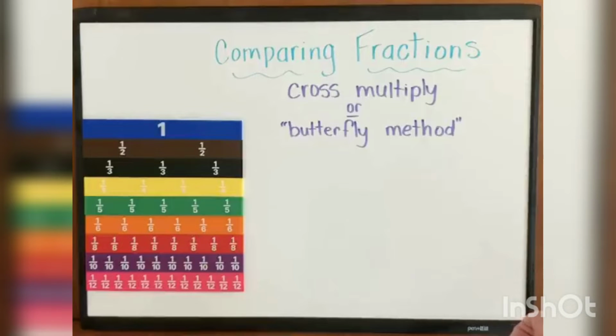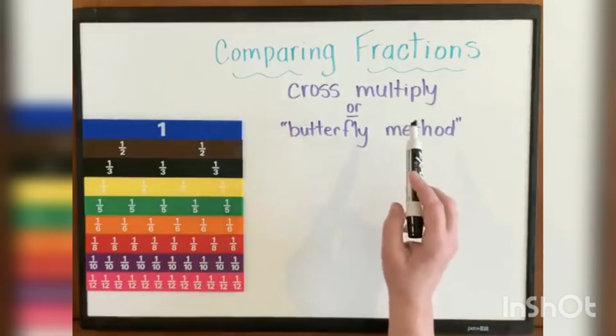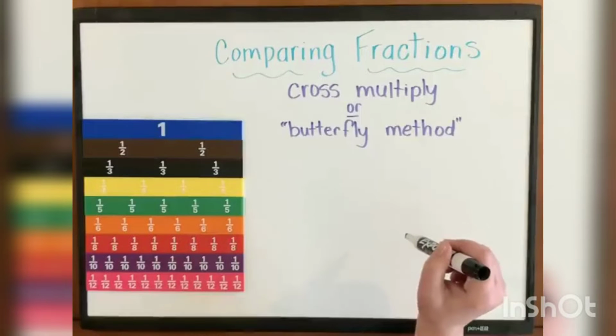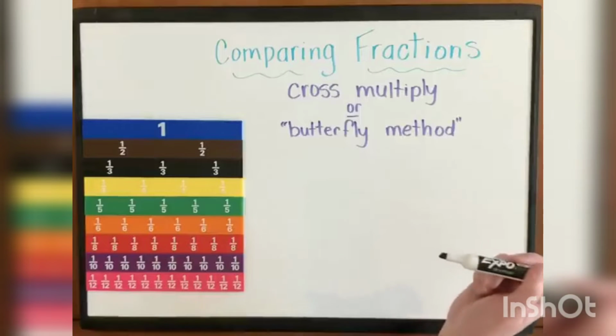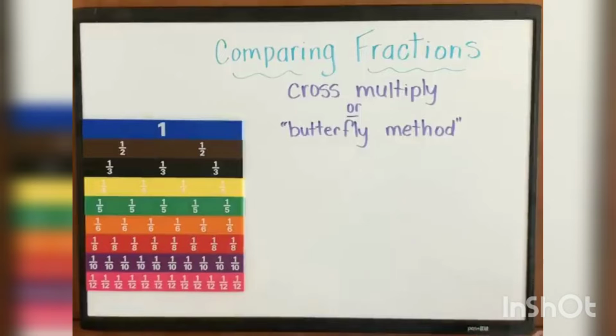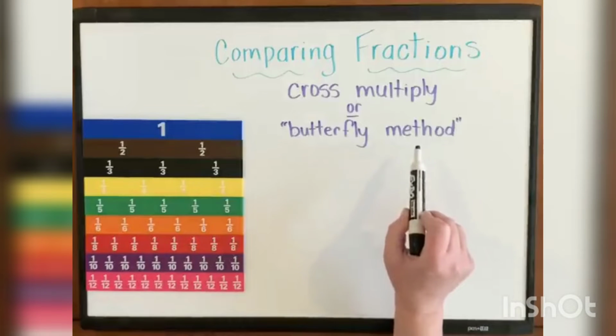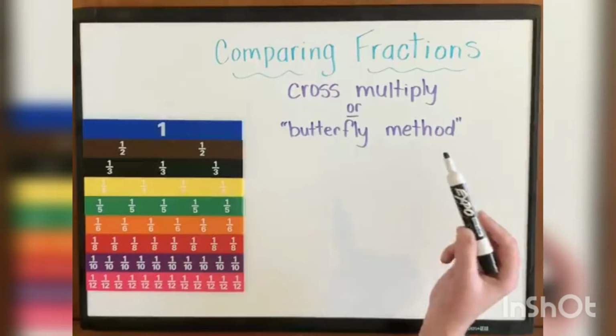I don't consider this a mental strategy because when you have a mental strategy, you're doing that in your head. When you cross multiply, you're showing your thinking on paper, and that's what makes this strategy work. Let's go through some examples. First, I'm going to start by showing you the butterfly method and where this gets its name from.